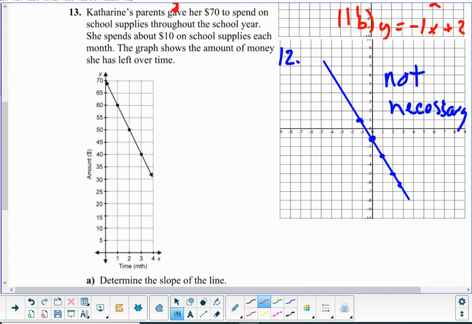So first thing they want us to do, all right, is determine what would this most likely be, and maybe you can write down, would the $70 be the slope or the y-intercept, or would the $10 be the slope or the y-intercept? Maybe some of you can write down where you think.